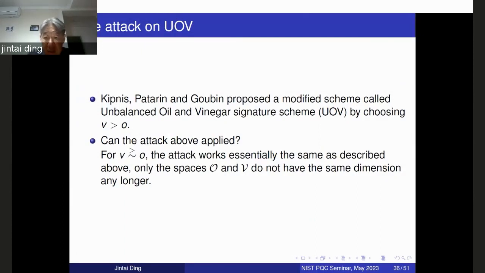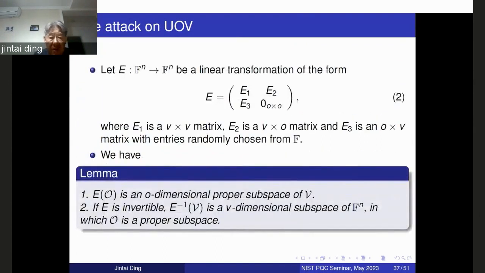So that's the balanced Oil-Vinegar case. After this was broken, Kipnis, Patarin, and Goubin proposed very quickly a modified scheme called the unbalanced Oil-Vinegar signature scheme by choosing V bigger than O. And one question is, can the attack above be applied? Yes. If V is not too far from O, the attack can work essentially in the same way as what I described before. Of course, the space of O and the space V no longer have the same dimension, and the attack works probabilistically. And the description is very simple.